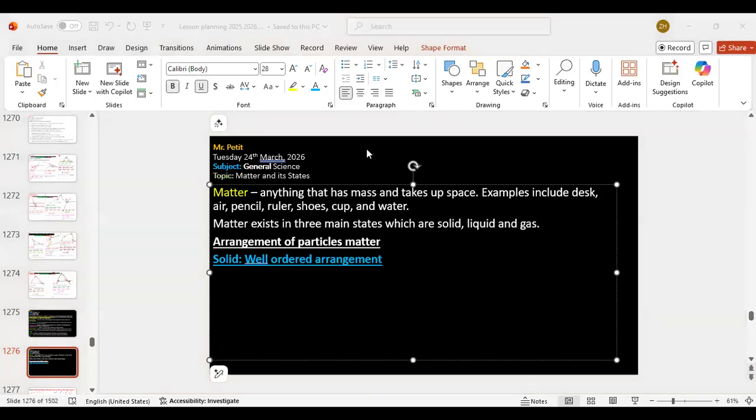All right. Emily, there's Emily. How are particles arranged in solids? They are well ordered arrangements. They are all together. Very good. They have a well ordered arrangement. So the particles are very close together.